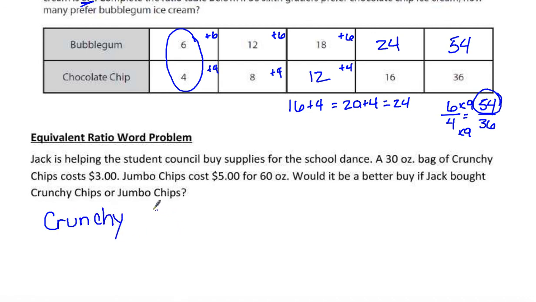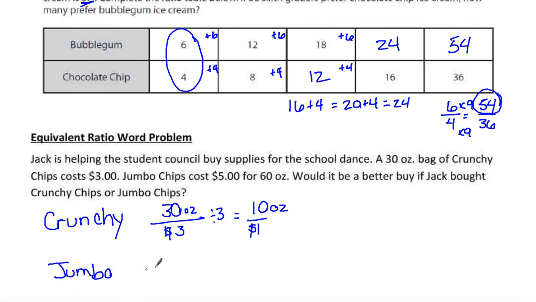And let's start with the crunchy chips. So it's 30 ounces for $3. And if I simplify that, I can divide it by 3, and I'm left with 10 over 1. So it's 10 ounces for $1. I'd say it's a pretty good price. And then if we do the same thing for jumbo, we'll say, okay, there's 60 ounces for $5. And if we simplify that, divide that by 5, and I'm left with 12 ounces for $1.